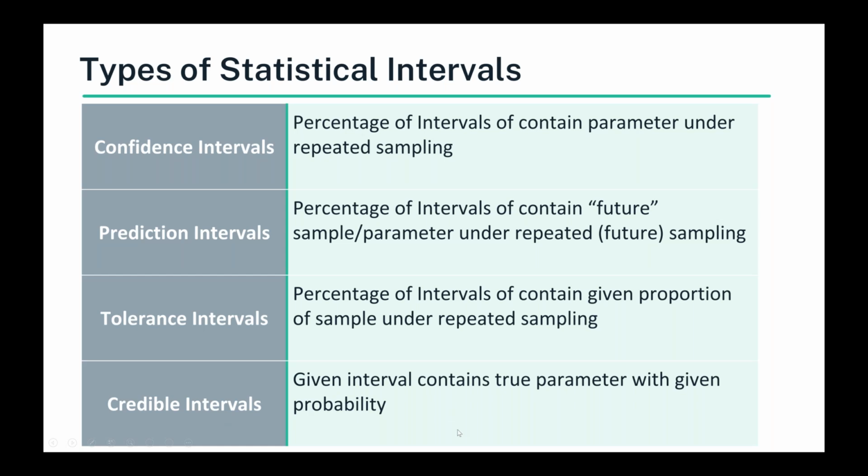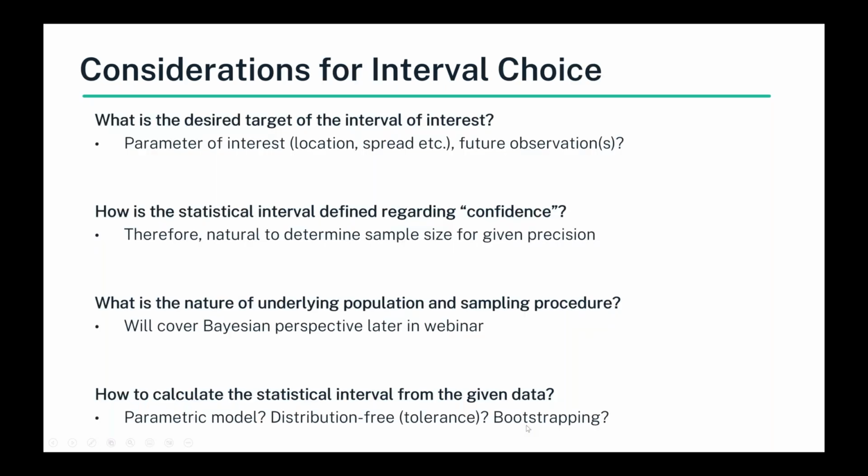But for now, we know that there are various types of intervals, many more than the four I've just mentioned. But what are some things that you should be considering when choosing your interval? Well, that really depends on what you want to do. If the target of the interval is a parameter, like a mean or a standard deviation, then you'll more than likely be constructing a confidence interval. If it's an interval to contain future observations, then it would be a prediction interval. Or if you wanted an interval containing a certain proportion of all means, then you'd have a tolerance interval.